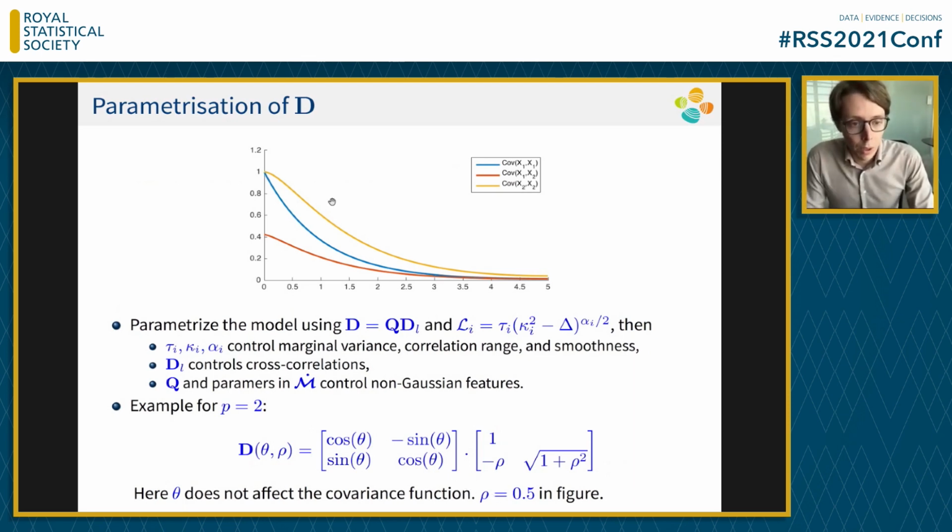Here you can see an example of the multivariate covariance function for this model if rho is equal to 0.5. Here we have the marginal covariances in blue and yellow, which are two covariances of Matérn type, and then the red one is the cross covariance function between x1 and x2.